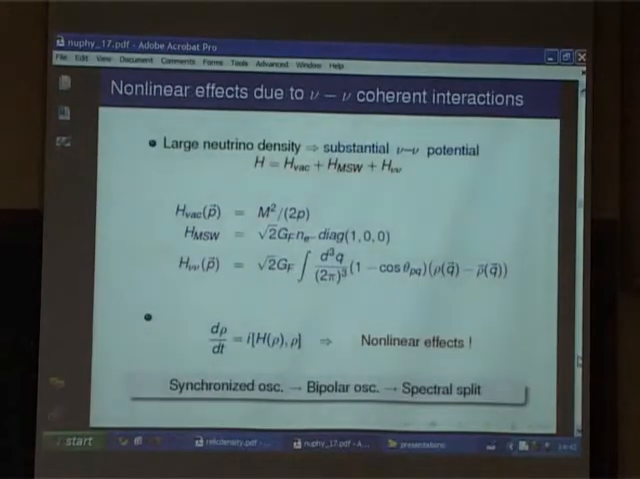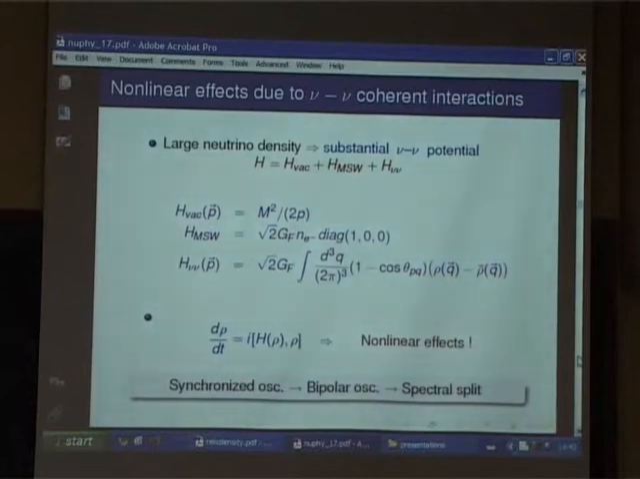So let's see what happens. Okay, I'll give you an idea of how to go about doing things, and I will show the results, because calculating results is not feasible. So what do we have? Inside the star, just outside the neutrino sphere, of course you have very large densities. Now very large densities means what is the mixing angle?